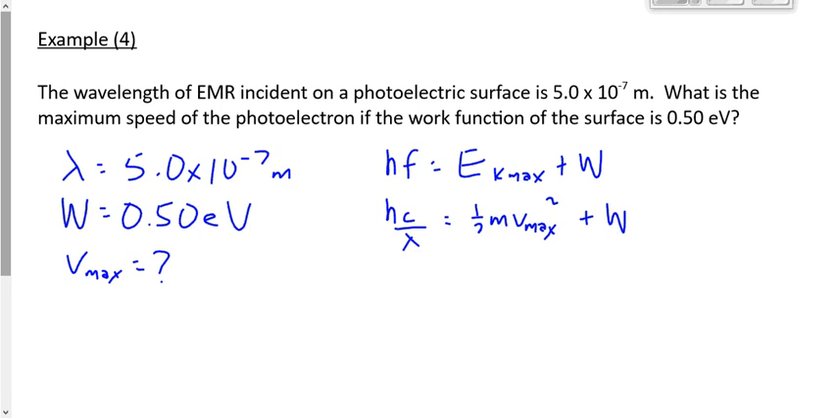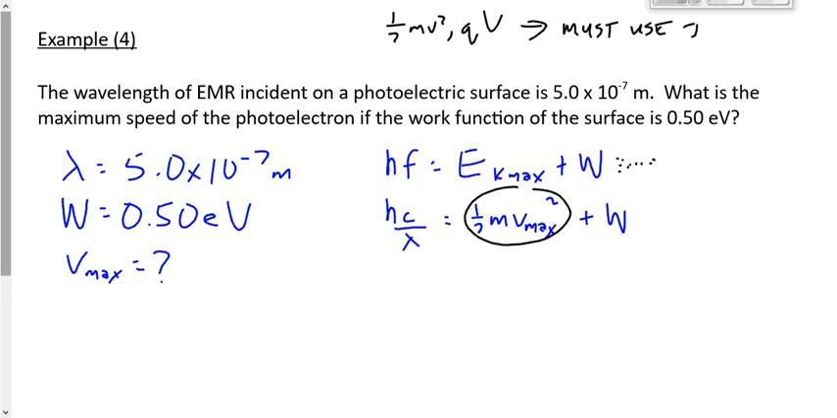Now, if you remember, I told you yesterday, 90% of the time you can use joules or eVs, whatever you want. But there's 10% of the time when you just have to use joules. This is one of those times, and that's because we're using 1/2 mv squared. We were fine up here with whatever units we wanted. But as soon as we introduce 1/2 mv squared or qV into an equation, we must use joules.